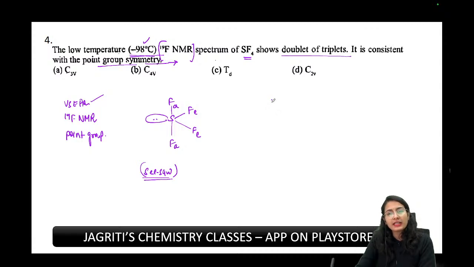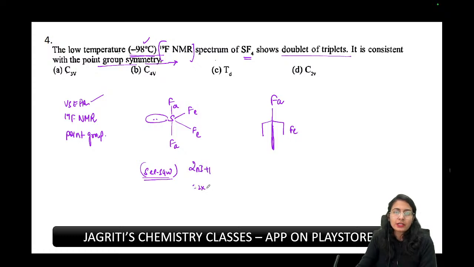So the axial fluorines, there are two axial fluorines, they are going to be split into a triplet, okay, like this, by two equatorial fluorines. So a triplet of 1:2:1 intensity comes here, because 2nI plus 1, 2 into 2 into half plus 1 is going to give you 3. So this will split Fa into a triplet.